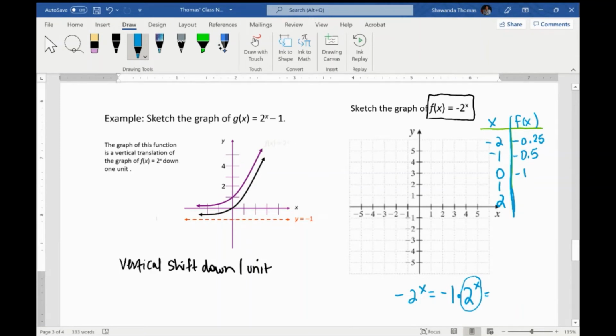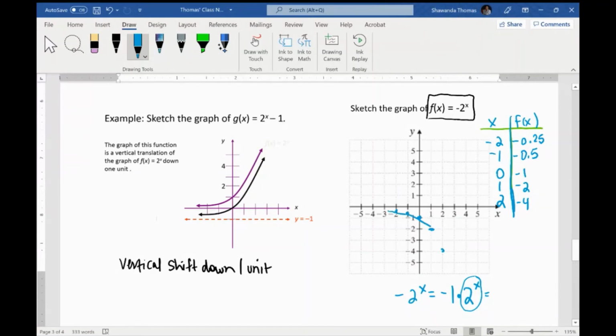All right, let's plug in a 1. What do you get? -2. Okay, what about 2? -4. All right, let's plot. -2, 0, right here, maybe, and then -1. All right, it's doing this.